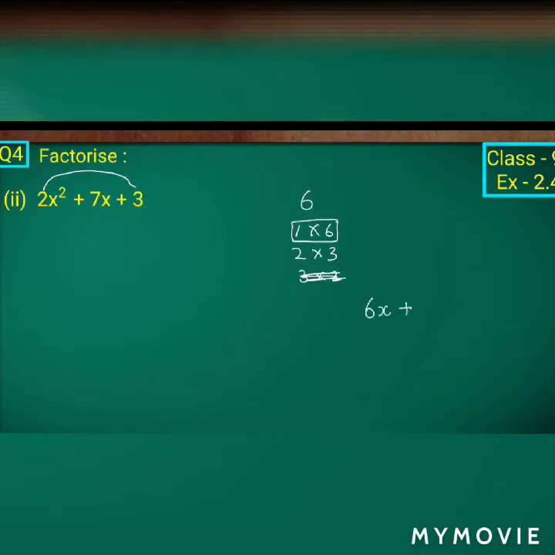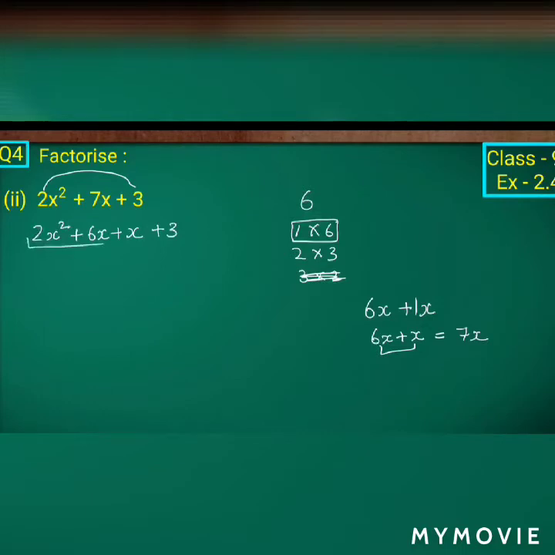So whatever the terms, if we add we have to get 7, and if we multiply we have to get 6. So how can you express 1 and 6? I can take the factors for 7, that is 1 and 6. 1 plus 6 which is giving 7, 1 into 6 which is giving 6, isn't it? So 7x can be taken as 6x plus x, isn't it? So we'll just take in terms of 6x as well as x. 2x square plus 7x can be taken as 2x square plus 6x plus x plus 3.